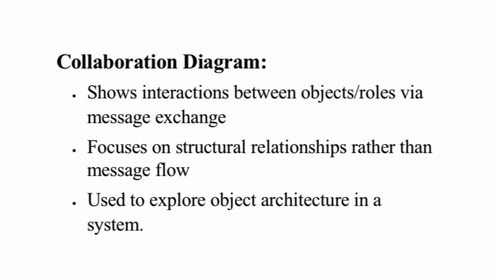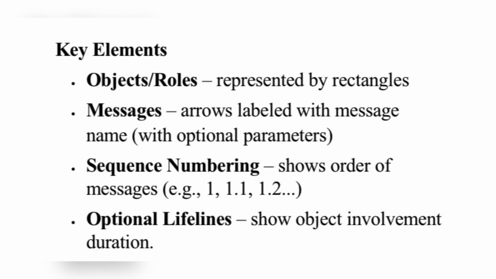The next topic is a collaboration diagram. It shows interactions between objects and roles via message exchange. It focuses on structural relationships rather than message flow. It is used to explore object architecture in a system. The key elements are: first, objects, roles, represented by red triangles. Second, messages, arrows labeled with message name. Third, sequence numbering, shows order of messages. Fourth, optional lifelines, show object involvement duration.